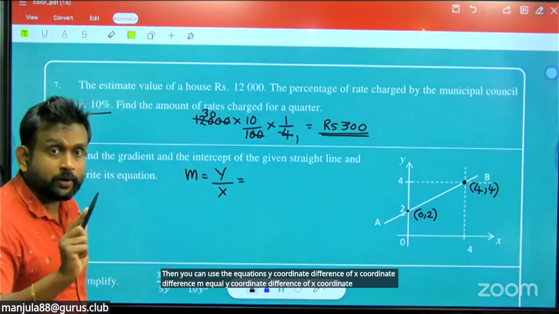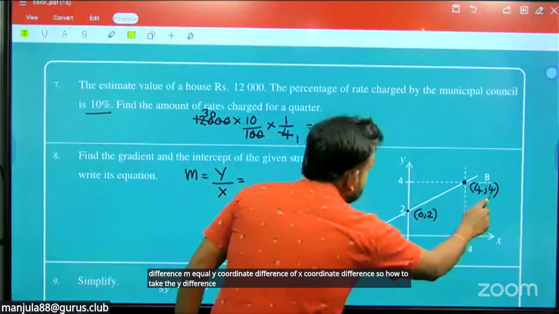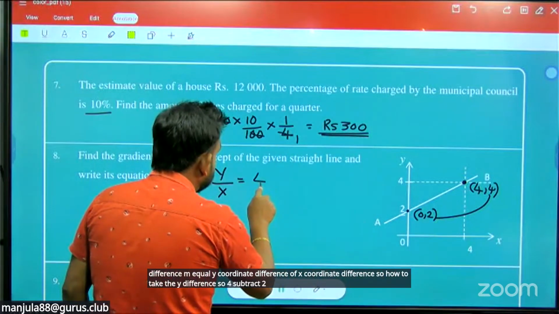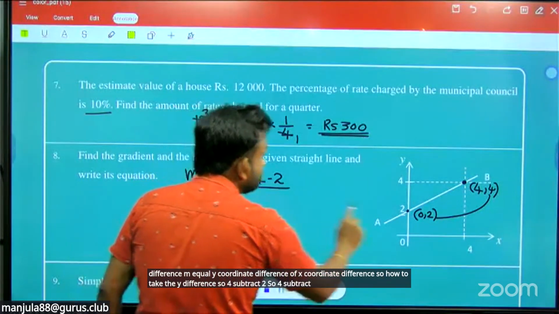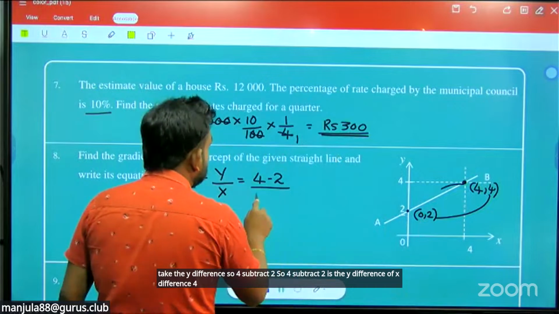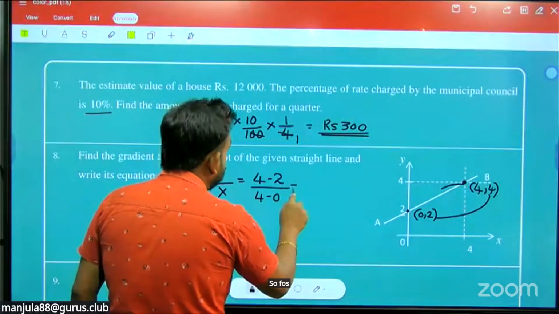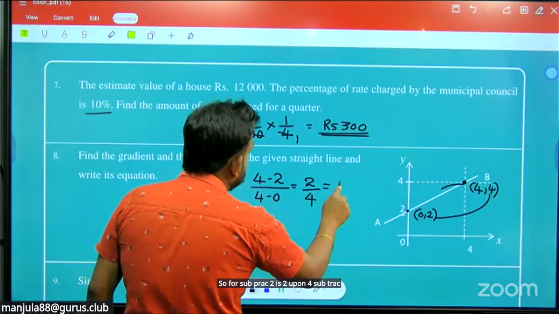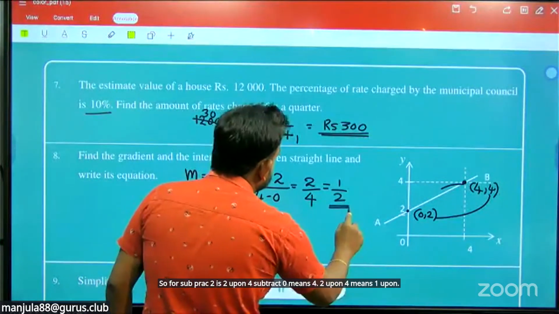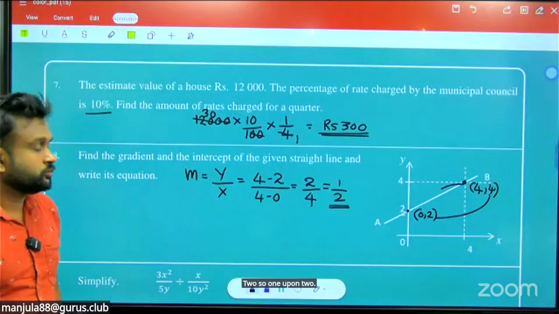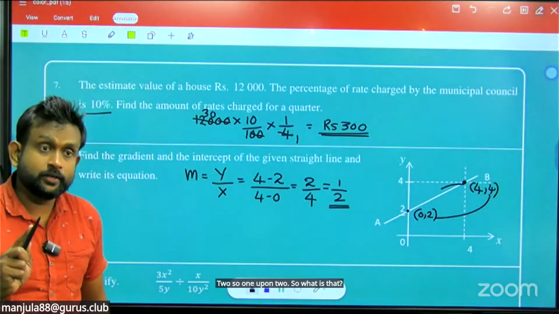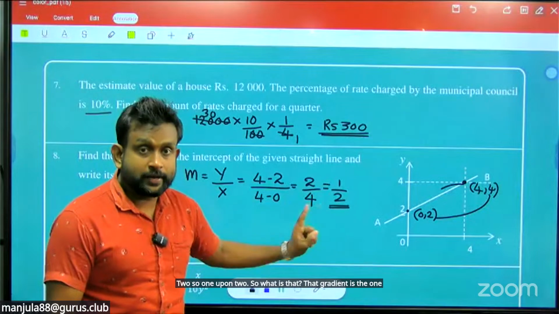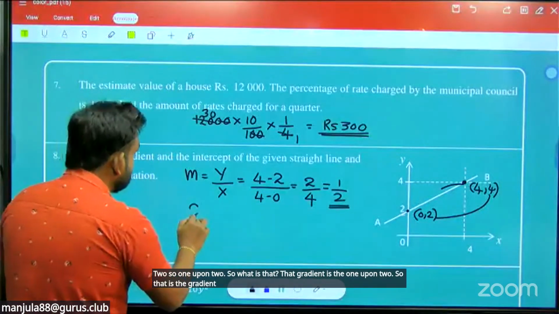So how to take the y difference? 4 subtract 2 is the y difference, over the x difference, 4 subtract 0. 4 subtract 2 is 2, upon 4 subtract 0 means 4. 2 upon 4 means 1 upon 2. So what is that? The gradient is 1 upon 2. So that is the gradient. Then you take the intercept.